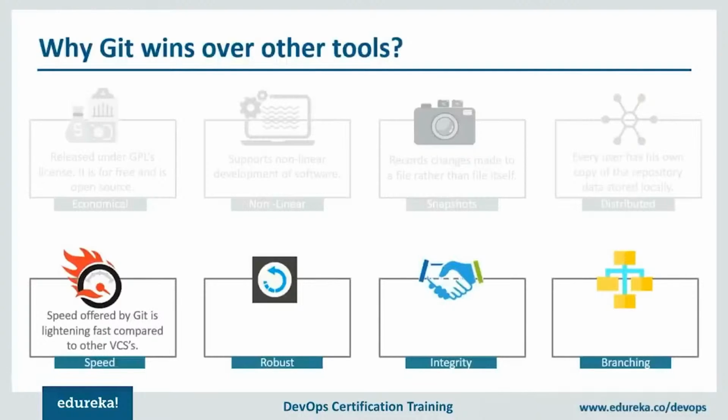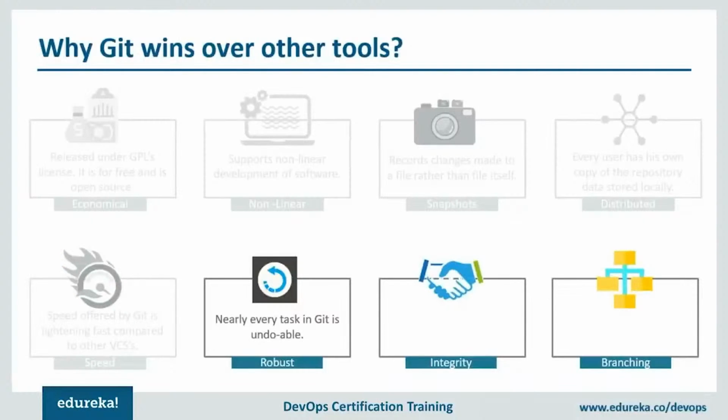Next in the list, we have Git offering speed. Git offers a light parsing speed when compared to the other version control tools. Not only does Git offer speed, but Git is also robust. When I say robust, that is because every task is undoable. So just in case you commit some changes and you want to revert them, then definitely you can do it. You can revert back to any action that you have performed even if it is 10 actions back.